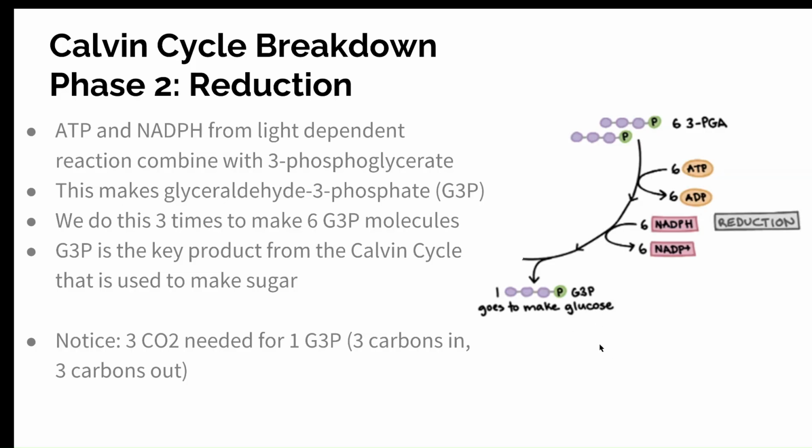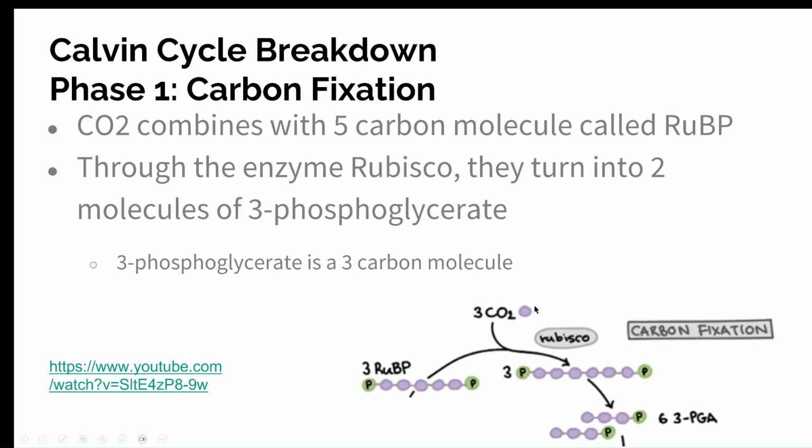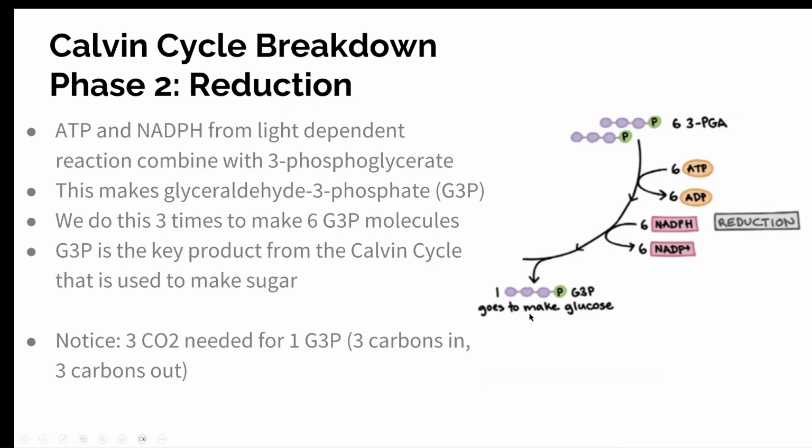So 6 of those carbons came from the 6 carbon dioxides. I don't know if you can picture the first part of the reaction, or I'll just go back a slide. We had carbons here, and so we need 6 of those carbons in order to make glucose, but that'll make more sense in just a little bit.